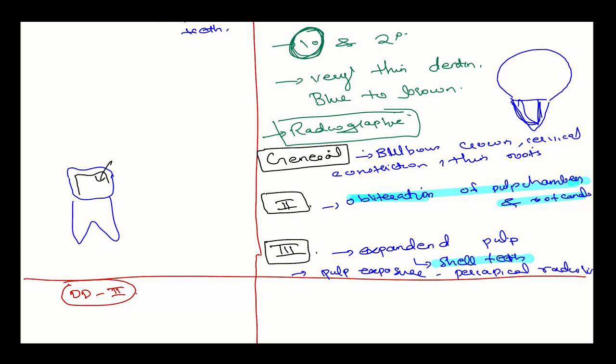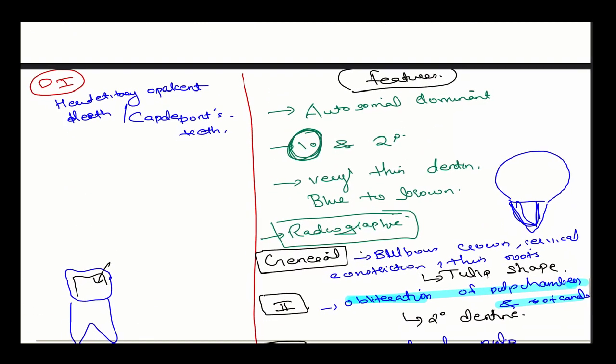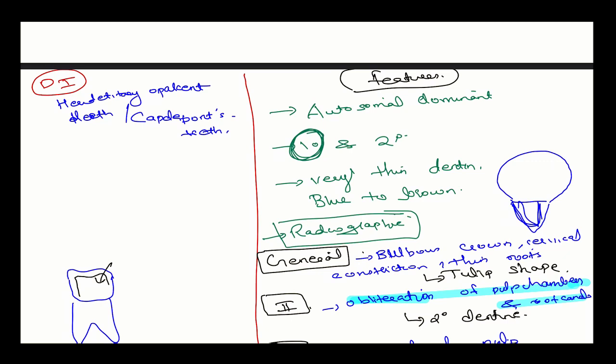One more thing, I forgot to tell you: the bulbous crown, cervical constriction and thin roots give the tooth a specific shape. This is called tulip shape. This has been asked. And what is the reason for this obliteration of root canals? It's the extensive deposition of secondary dentine. Extensive deposition of secondary dentine has caused this obliteration of pulp chambers. So hope you remember this chart.